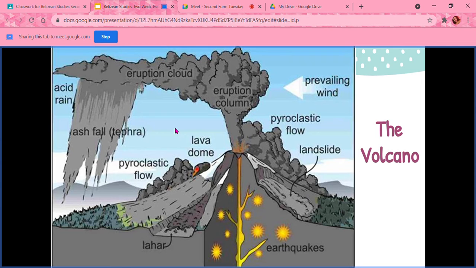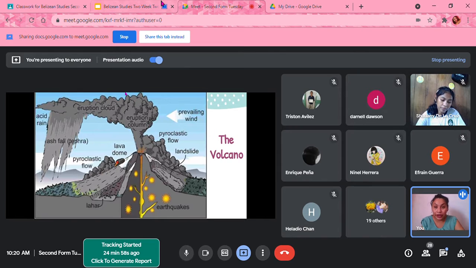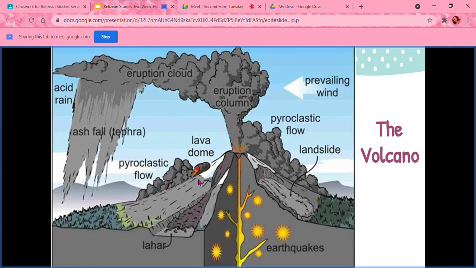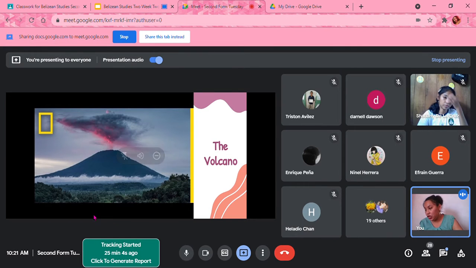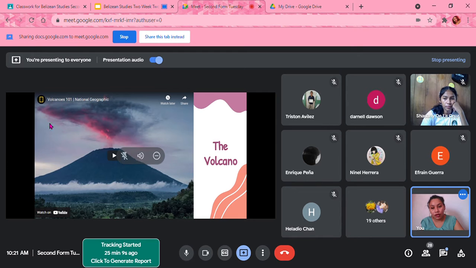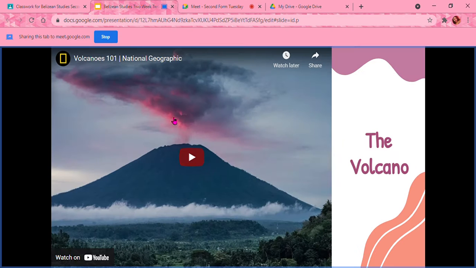So I have the image of an earthquake and the different layers of the earthquake. You will have to go back and review this. What I want is to show you a video on earthquakes. So let me play this for you.